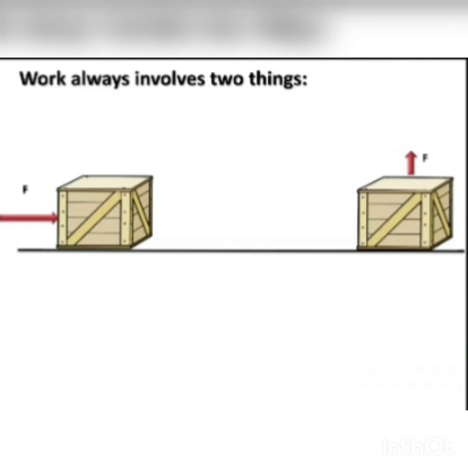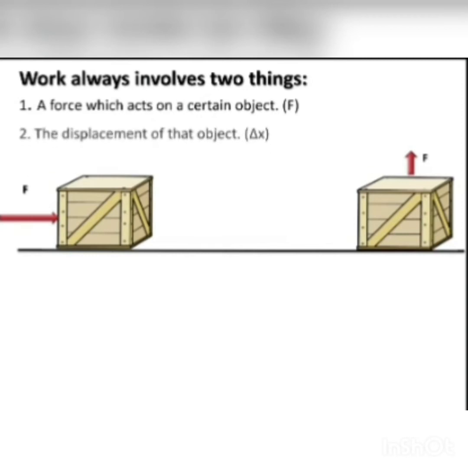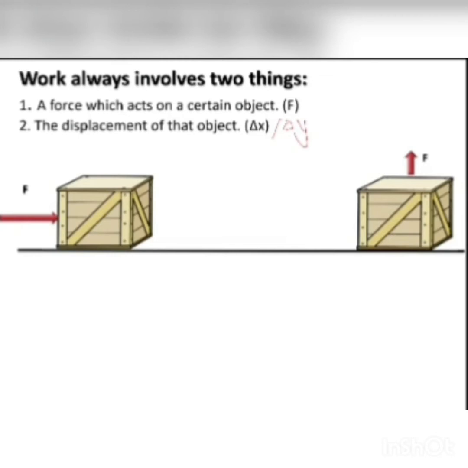Now let's look at what work must include. We know that work involves the following. Number one, a force which acts on a certain object or system, and the force is given as F. Then also the displacement of that particular object, which can be given as either delta x or delta y, depending on the direction of that object.